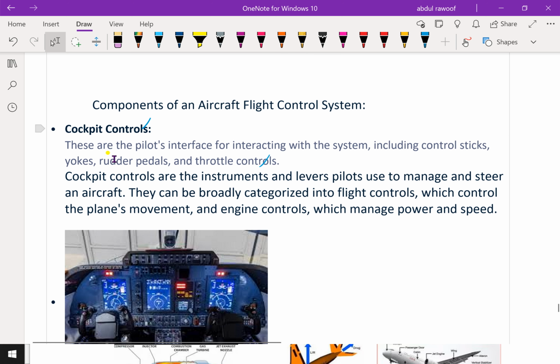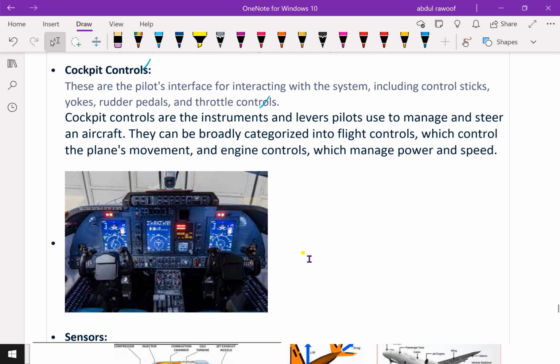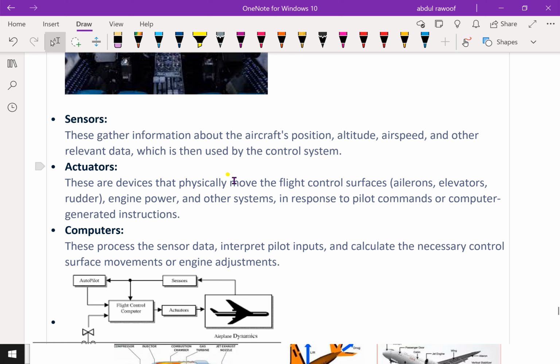Components of the aircraft flight control system. First one, cockpit control. These are the pilot's interface for interacting with the system, including control sticks, yokes, rudder pedals, and throttle controllers. Cockpit controls are the instruments and levers pilots use to steer and manage an aircraft. They can be broadly categorized into flight control, which controls the plane's movement, and engine control, which manages power and speed. Sensors. These gather information about the aircraft position, altitude, airspeed, and other relevant data, which is then used by the control system.